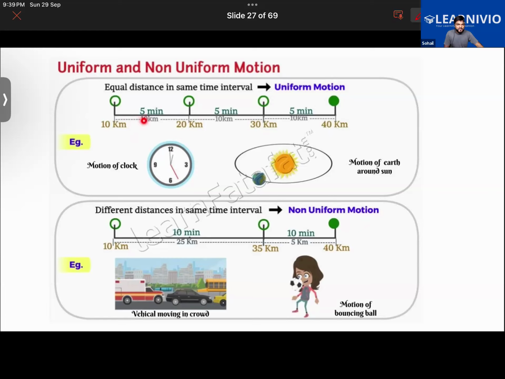It takes about 5 minutes to go from 10 kilometer to 20 kilometer. It again takes 5 minutes to go from 20 kilometer to 30 kilometer. And here again, it takes 5 minutes to go from 30 kilometer to 40 kilometer. So what we are saying is that this vehicle is covering equal distance in the same interval of time.